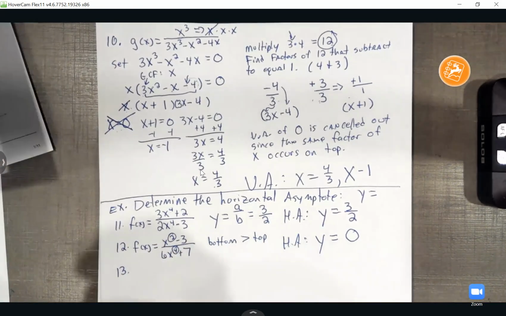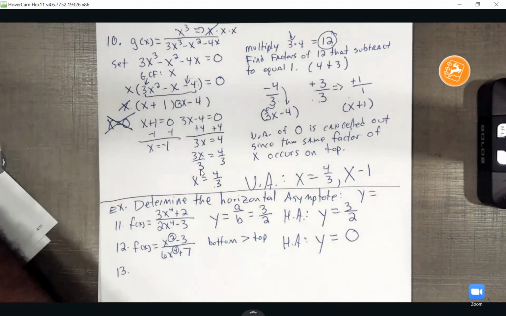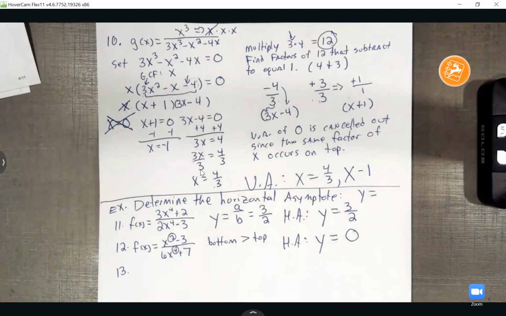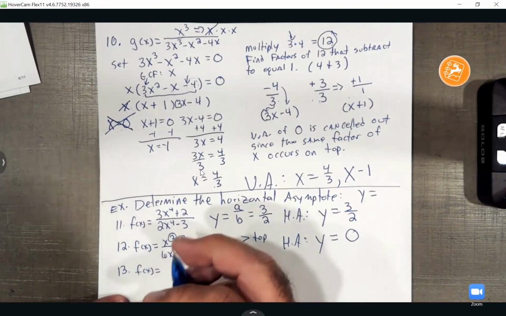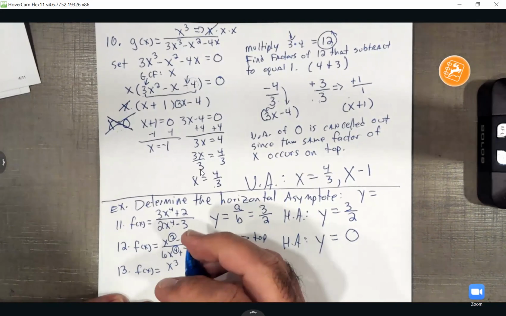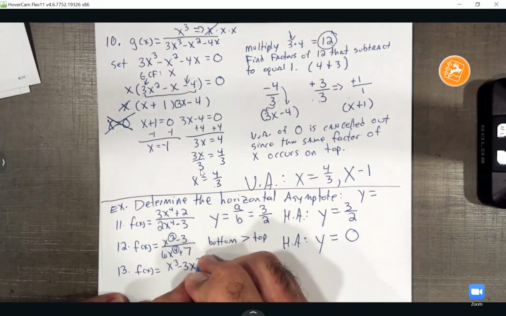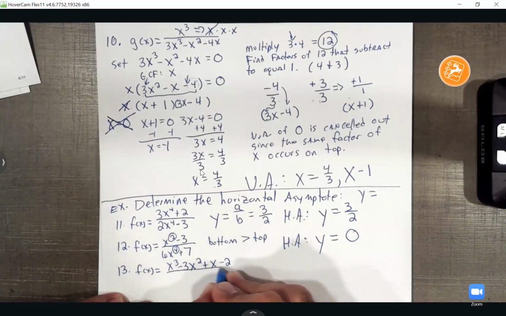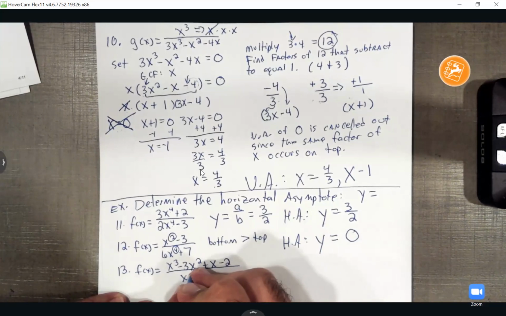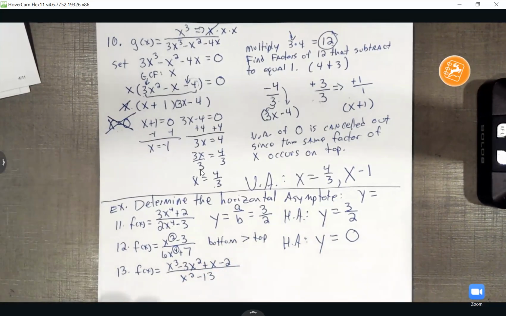All right, y'all. So the last one I'm going to do with y'all will be this 13. And then we'll finish out. 8.5 has about 2 or 3, but we got to do a lot of work on them. So we'll save that till Wednesday, and then we'll do a short section 8.6. So this one has f of x equals x to the third minus 3x squared plus x minus 2 all over x squared minus 13.